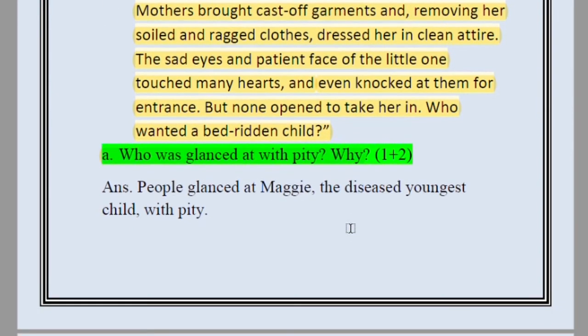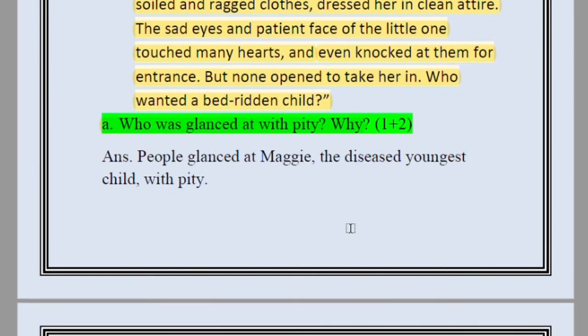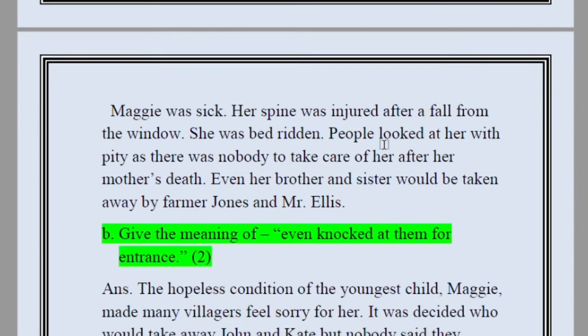What are the questions? Who was glanced at with pity? Obviously, Maggie. People were glancing at Maggie with pity. Why were they doing that? Let's see. Maggie was sick. Why were people sympathizing for Maggie? Because Maggie was sick. Her spine was injured after a fall from the window.